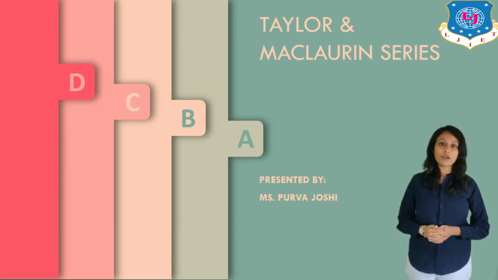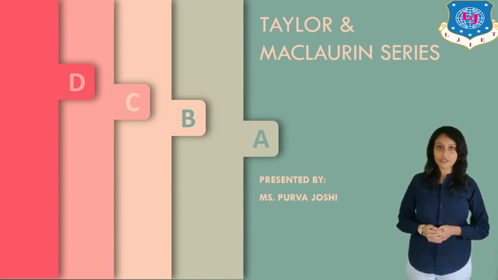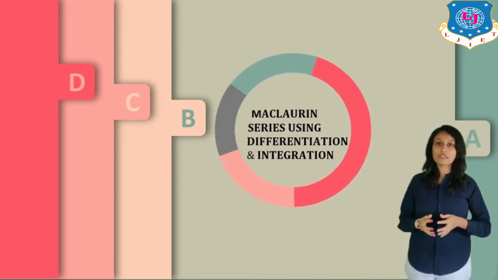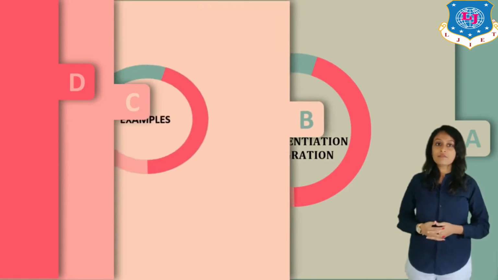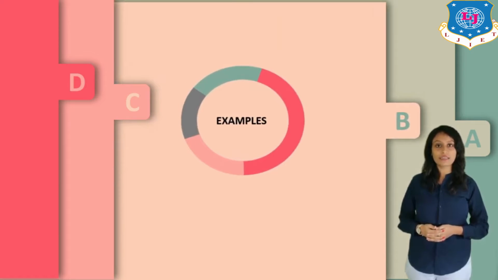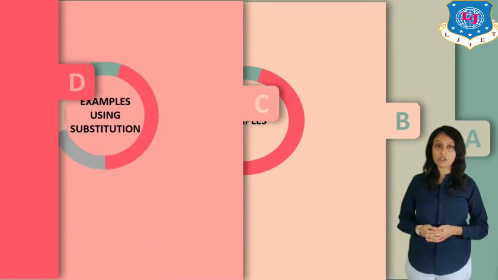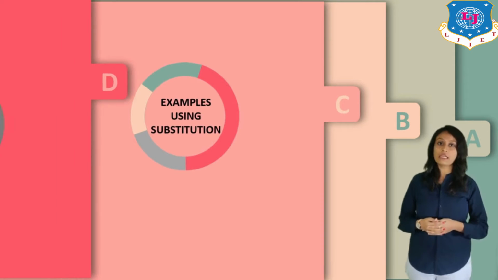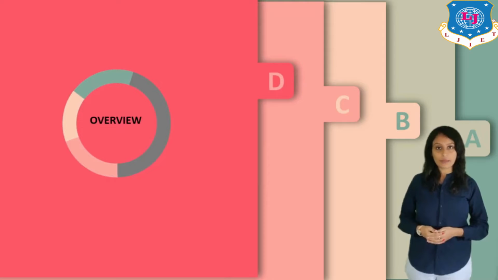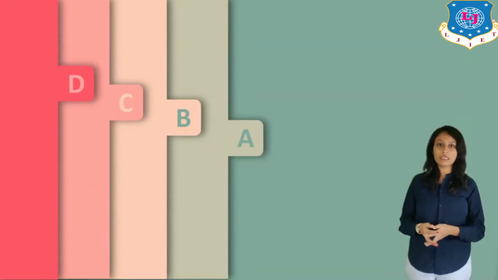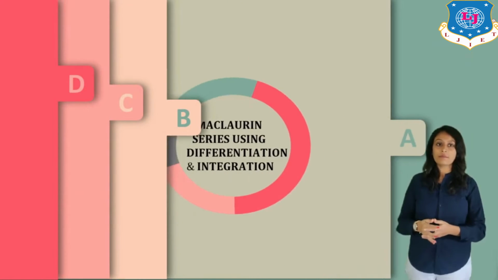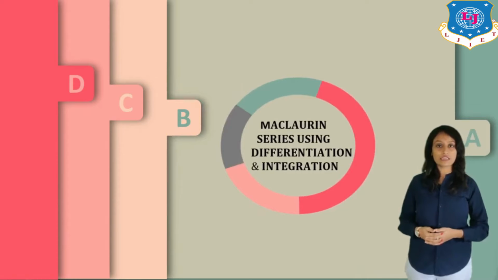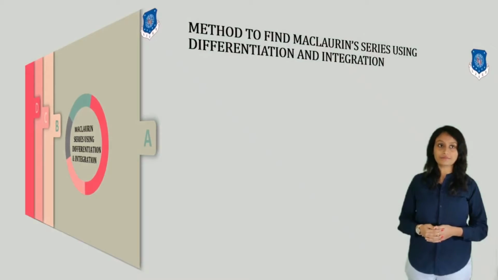So let's see what we are going to study in today's session. Firstly, we'll see Maclaurin series using differentiation and integration. Then we will solve a few examples using it. Then we will solve an example using the substitution method, and then we'll have the overview of the chapter. So let's begin with the first topic, that is Maclaurin series using differentiation and integration.